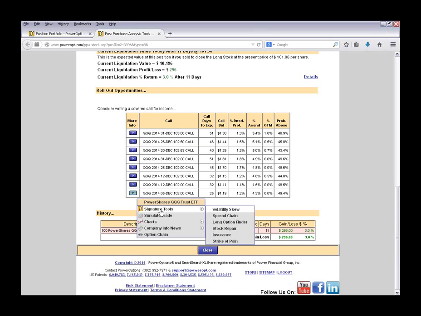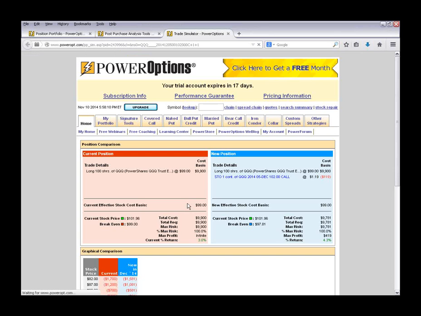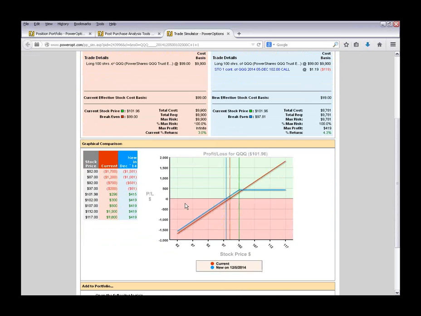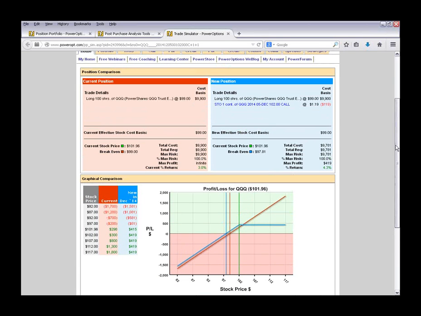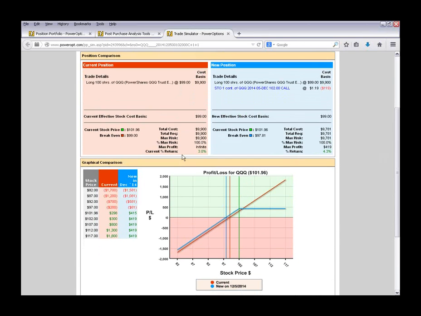So as I'm evaluating a rollout opportunity from the Simulate Trade feature, I can go into Simulate Trade. And here's a side-by-side comparison. On the left, in red, is our existing position. We have that 3% unrealized return right now, infinite profit potential if the stock keeps going up because it's just a long stock position. We're still risking 100% of what we entered into it.